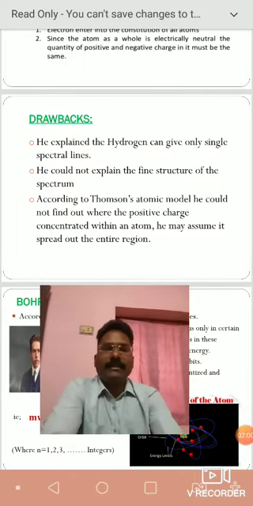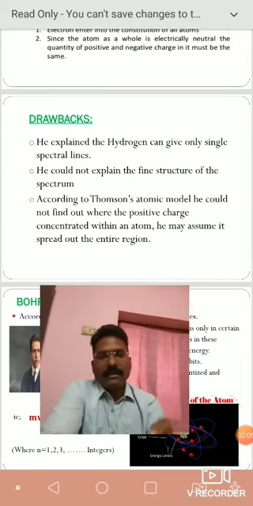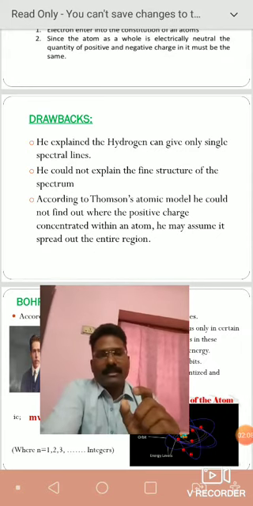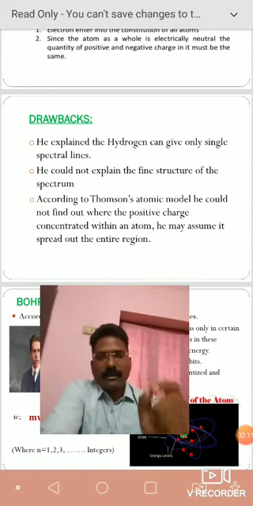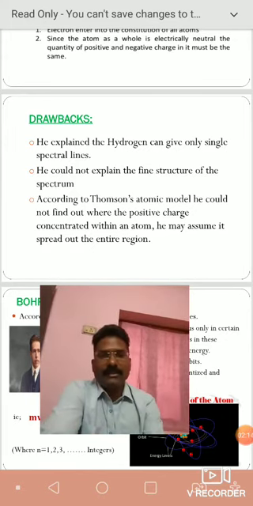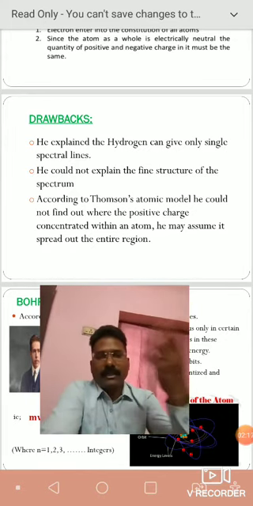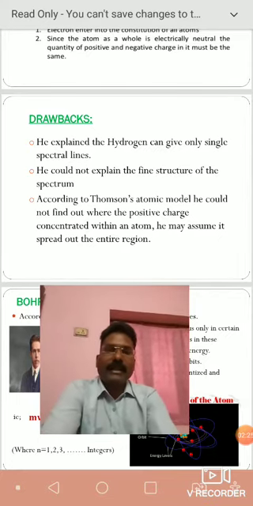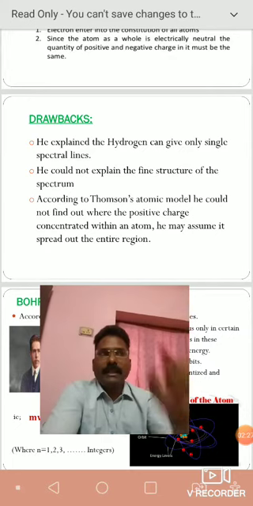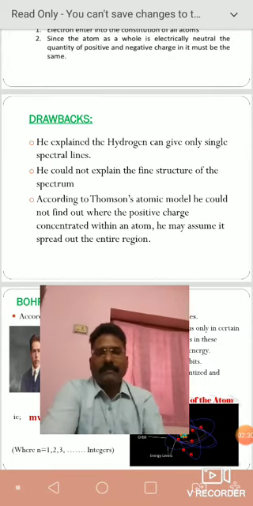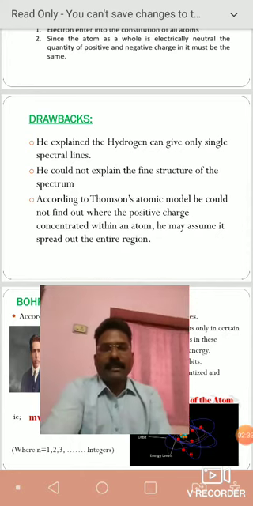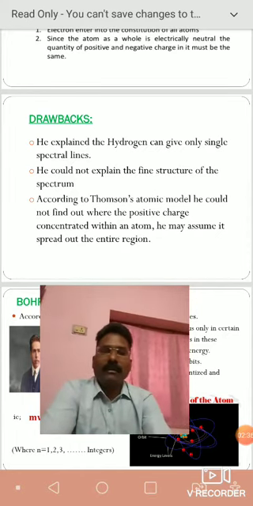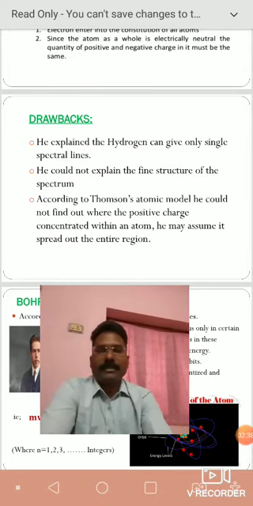He explained the hydrogen can give only single spectral lines. Whenever the atomic model is considered, the electron revolves around the positively charged nucleus. Whenever the electron jumps from a higher energy level to a lower energy level, the difference amount of energy of the two orbits is radiated in the form of electromagnetic radiation that should appear in the atomic spectrum as a line. Hence, the atomic spectrum is known as emission spectrum or line spectrum or atomic spectrum.